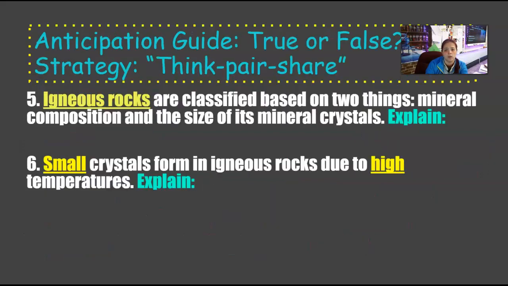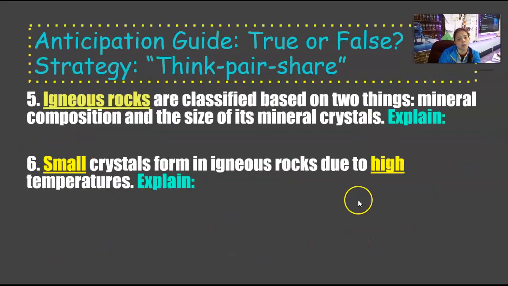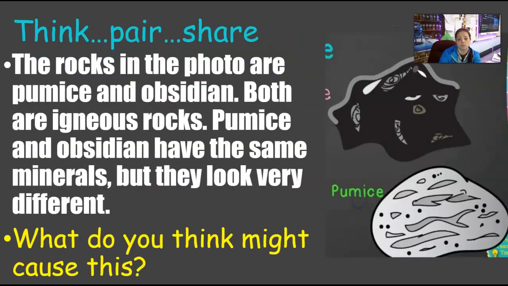All right. Remember, you can pause and rewind as you need. So you're going to flip to the anticipation guide. That's the yellow sheet, numbers 5 and 6. You're going to write in the before, that's the left-hand side, either true or false. So true or false: igneous rocks are classified based on two things, mineral composition and the size of the mineral crystals. Number 6: small crystals form in igneous rocks due to high temperatures. True or false? All right, we're going to flip back to the notes.